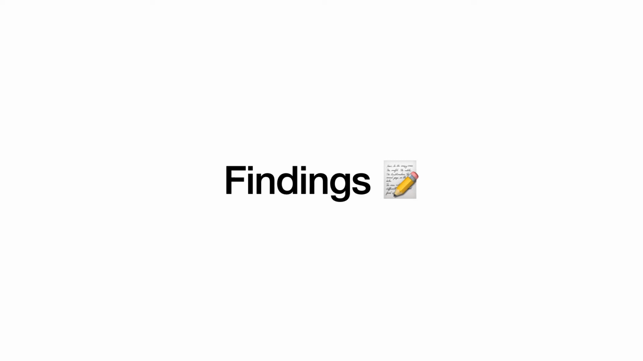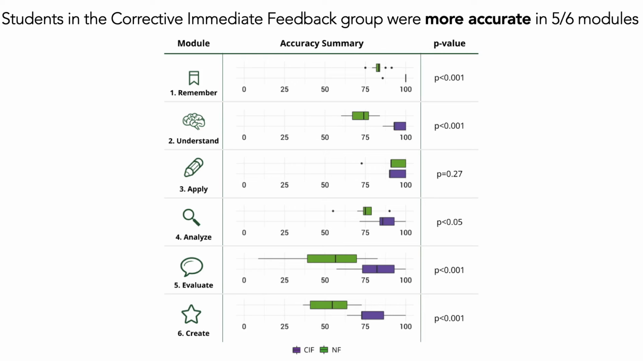Let us now discuss the findings based on evaluating the students' performance. Based on the analysis of the student performance in the 6 modules, we found that students in the CIF group had higher accuracy in 5 out of the 6 modules. Students in both the groups performed well on the first 4 modules, but in the last 2 modules that required higher order thinking, students in the CIF group performed much better and had higher scores.